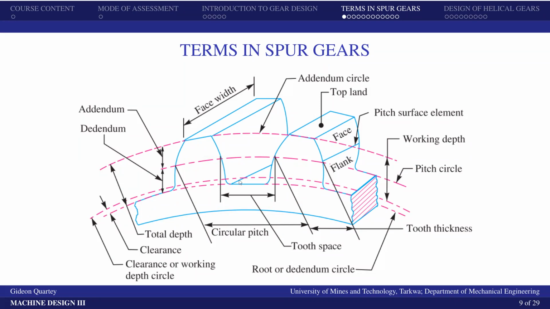From the end of that gap, that is from that point to the top of one tooth is what we call the working depth. So what we are saying is that the radial distance between the clearance circle and the addendum circle is the working depth of the gear.